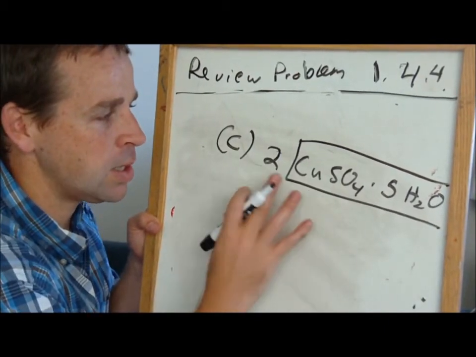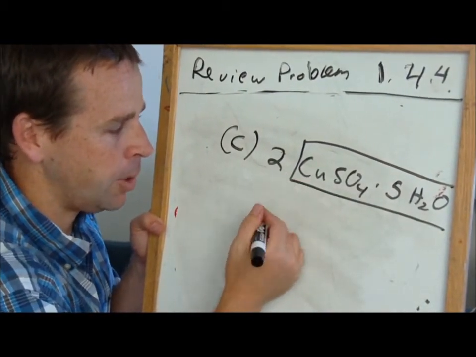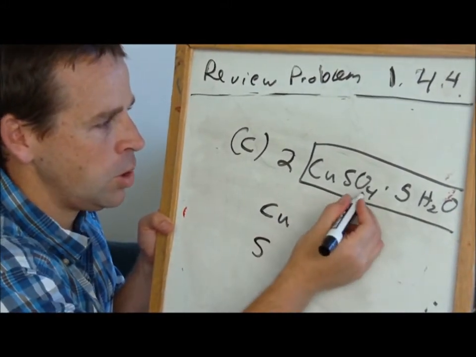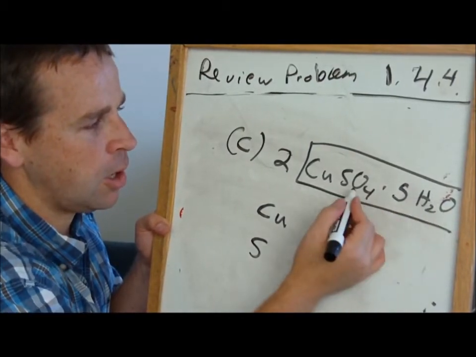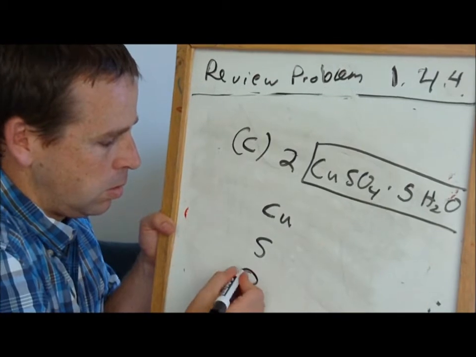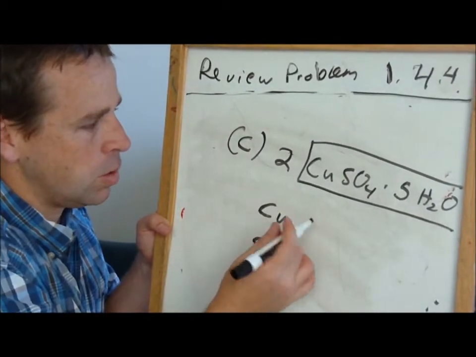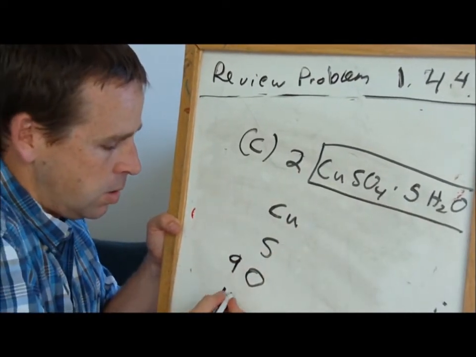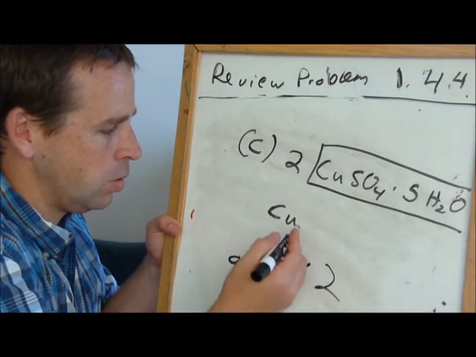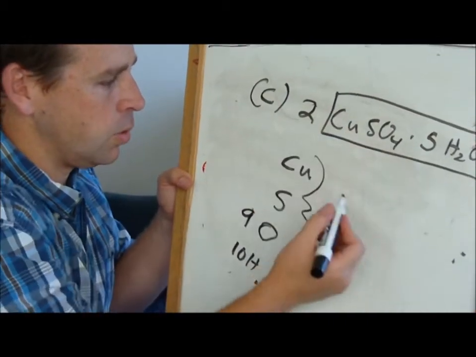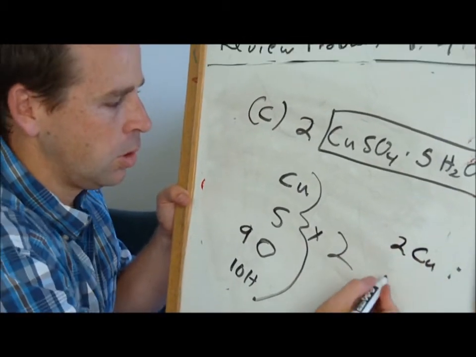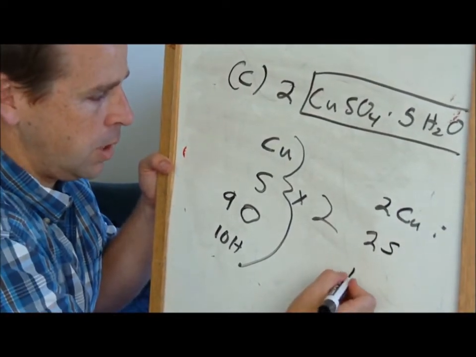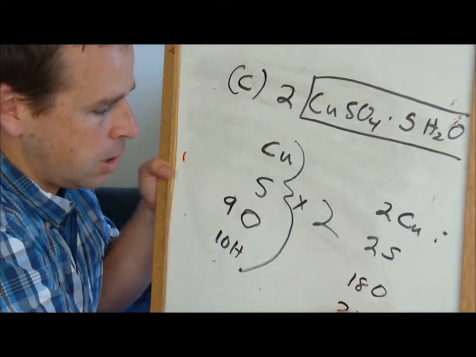So if we have 2 of these, then we have to double everything. So we have 1 copper here, 1 sulfur, 1, 2, 3, 4, plus 5 oxygen there. So we have 9 oxygen, 1 copper, 1 sulfur, and then 10 hydrogens. But again, we have to multiply all that by 2 because there's 2 of those. So we have a total of 2 coppers, 2 sulfurs, 18 oxygen, and 20 hydrogen.